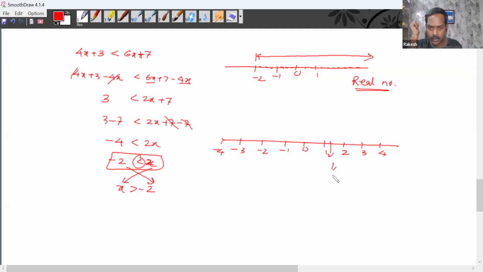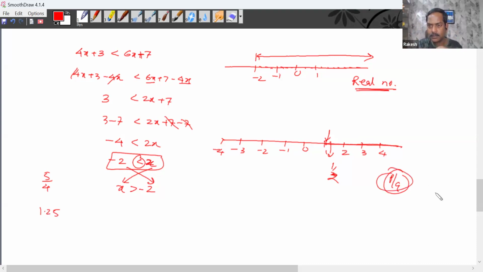All fractions are also real numbers: 1 by 2, 2 by 3, minus 1 by 2, minus 1 by 3, whatever. They will also lie on this number line, so they are also real numbers. All rational numbers, any number in the form p by q, will lie on this number line. For example, if I want to find 5 by 4, it is somewhere here. 5 by 4 is more than 1 but less than 2. In decimal format, you'll find that it is 1.25, so it is greater than 1 but less than 2 and will lie somewhere here.